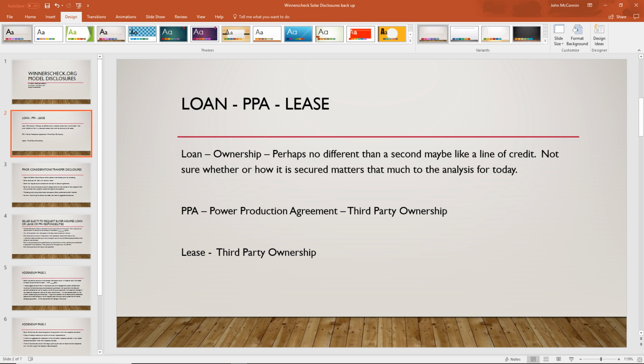We've already talked about in previous videos and previous information in the community what a solar loan is, what a power production agreement is, and what a lease is. There's also outright cash ownership. There's probably hybrids of these things in the marketplace.